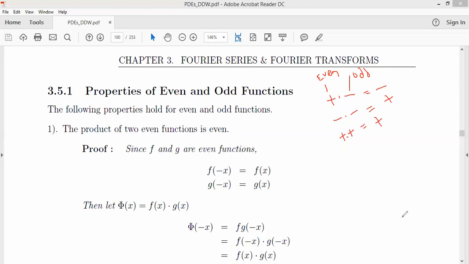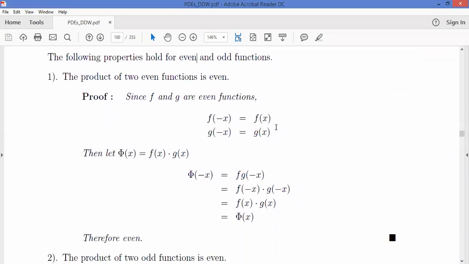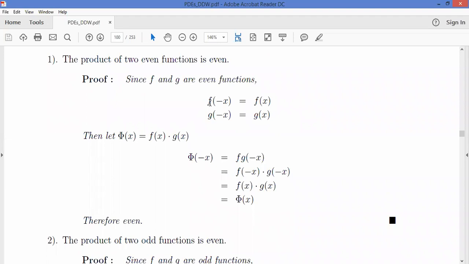I don't think I've left out anything. The others are just commuting, if you use the commutativity property. So this is basically what we are saying. The product of two even functions is even. That is this scenario here. Is that okay? Then you substitute and the proofs are direct. I'm not going to bore you by going through these proofs. This is obvious. By definition of even, this is true.